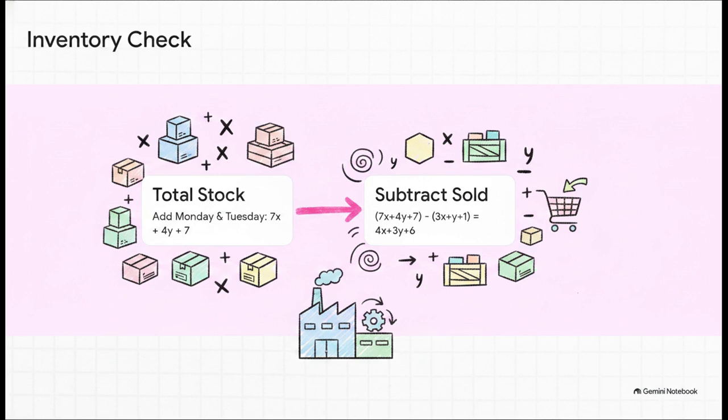7x minus 3x leaves 4x. 4y minus y leaves 3y, 7 minus 1 leaves 6. By using polynomial addition and subtraction, we instantly and perfectly know our remaining inventory is exactly 4x plus 3y plus 6. Look at that. We've successfully managed a real, thriving business using algebra.